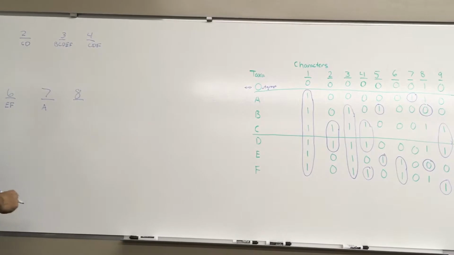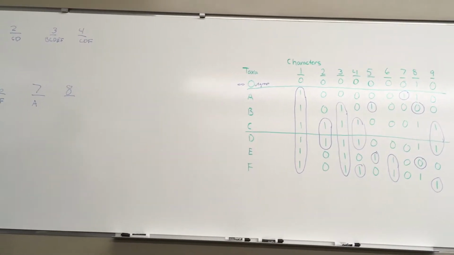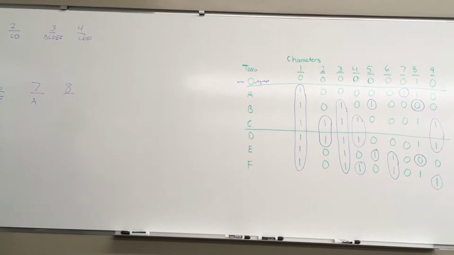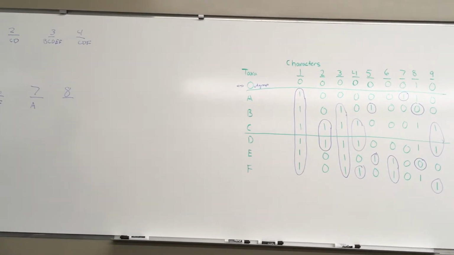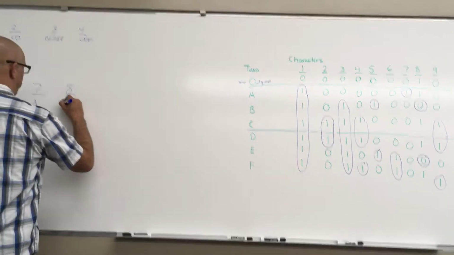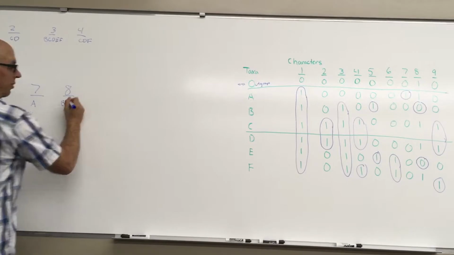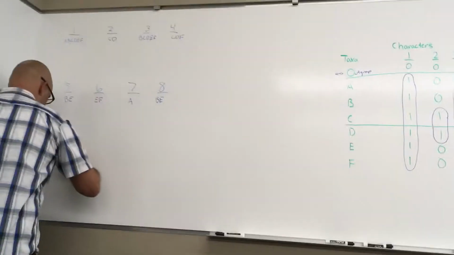So now I already know that's an autapomorphy, right? So it's not going to tell us anything about relationships, but that's okay. And then 8 is B, E, and F. Wait, is B, oh, never mind. B and E. It's looking at 9. B and E. And then 9 is which one? C, D, and F. Okay, so C, D, and F.